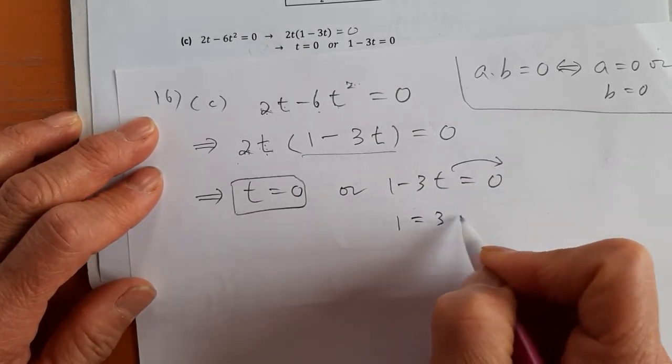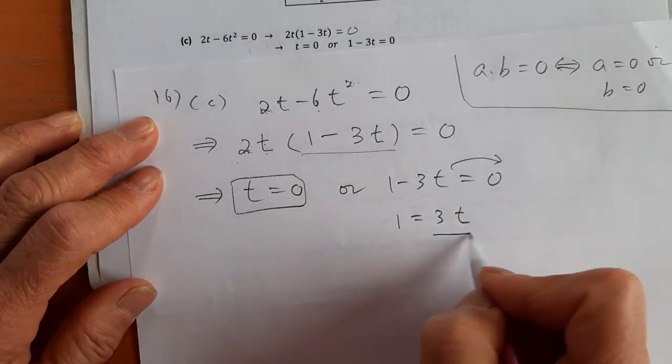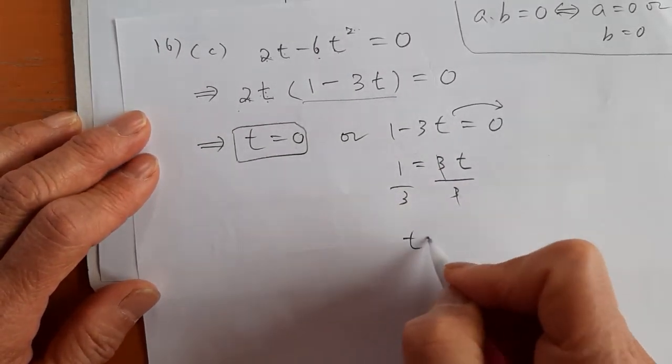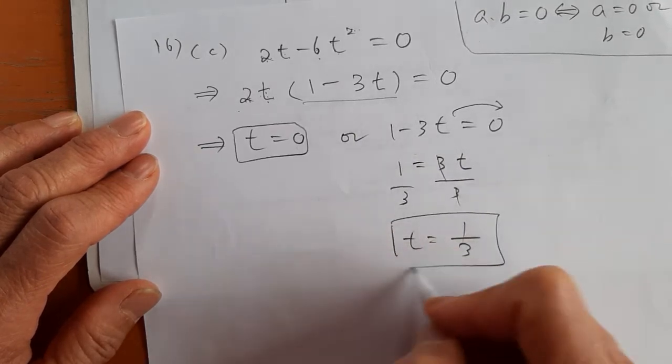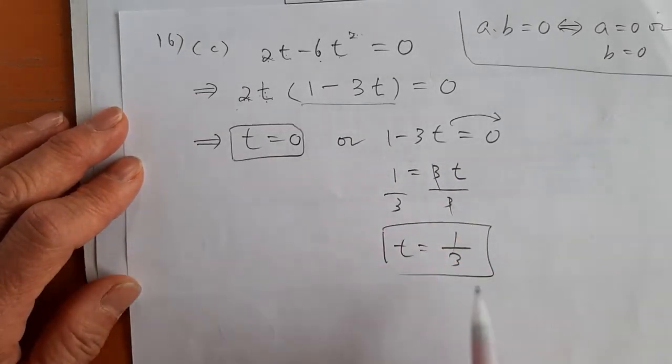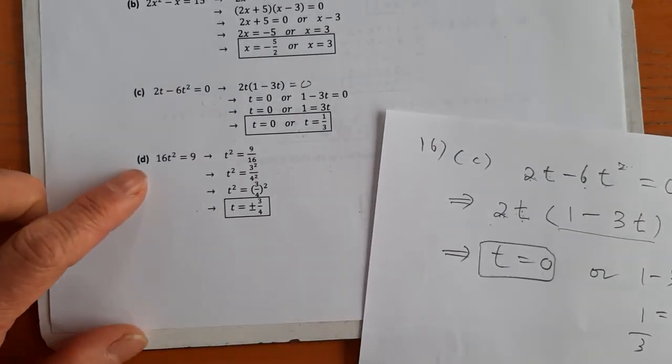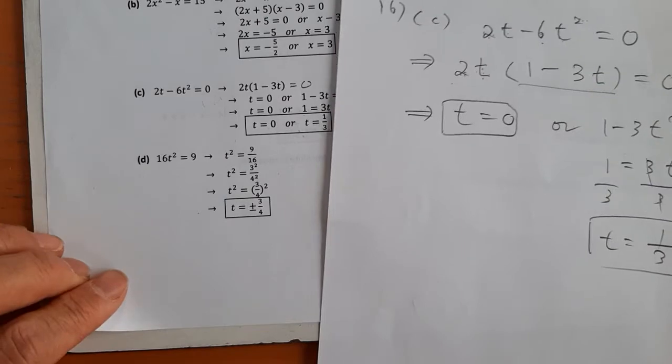You get 1 equals 3t. And then you divide by 3 on both sides and cancel. So you get t equals 1/3. So that's 2 solutions, t equals 0 or t equals 1/3. That's C. And the D, 16D.